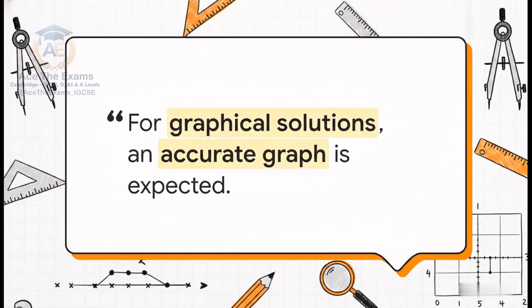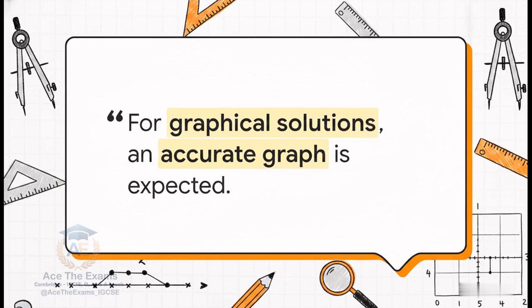Now, we are anchoring our entire strategy today on one specific phrase, straight from the Cambridge syllabus. It says, for graphical solutions, an accurate graph is expected. Look, I know what you're thinking. Obviously, it needs to be accurate. It sounds incredibly simple, doesn't it? But trust me on this, it is actually the single most misunderstood and poorly executed area in additional mathematics.